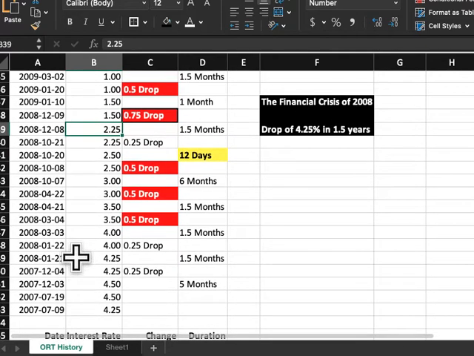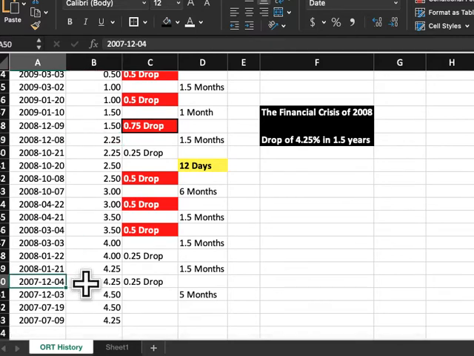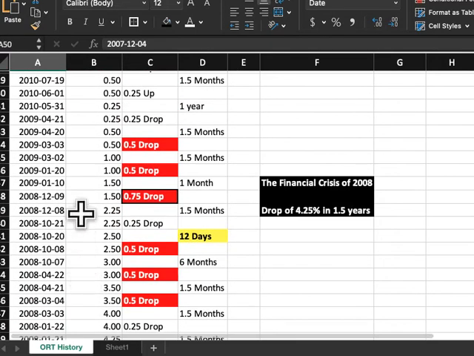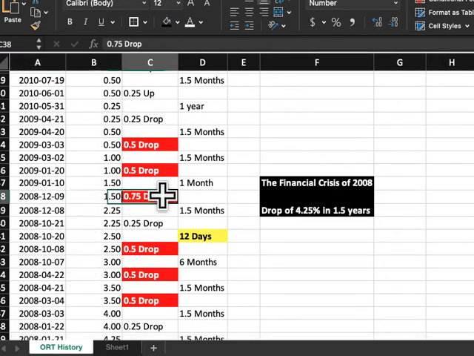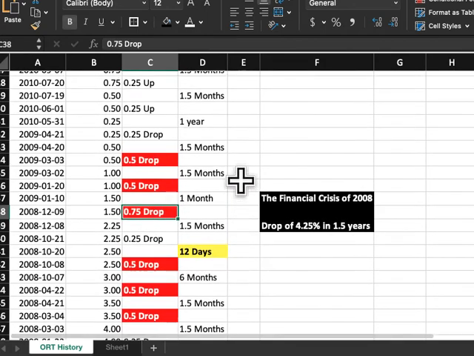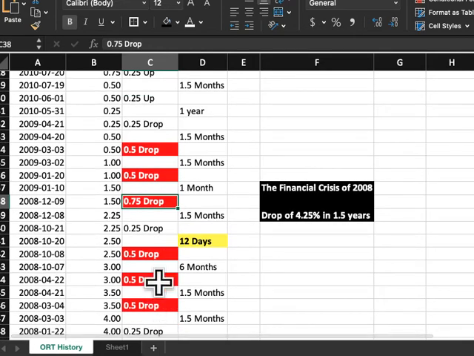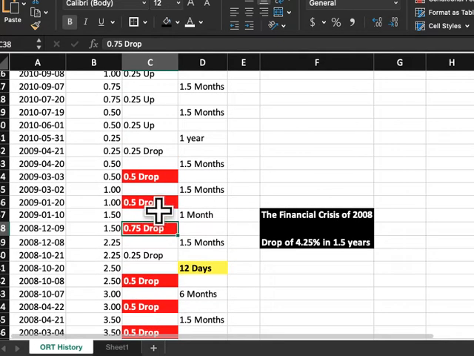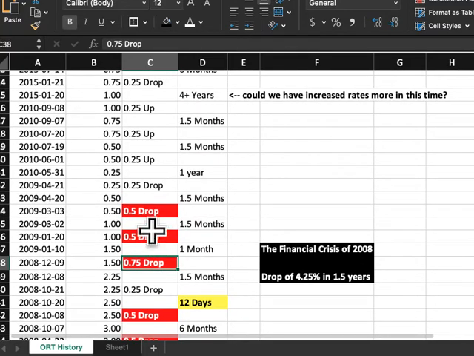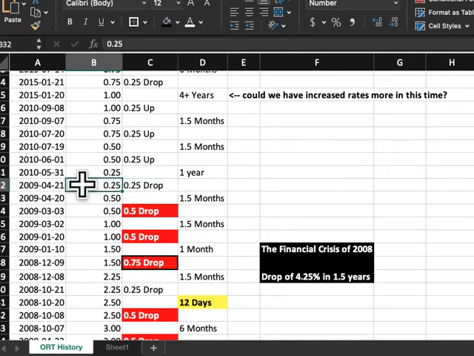So remember, we started at December 2007. Now we're at December 2008, and we're dropping 0.75%. Okay, we're looking at rapid acceleration of drops here. 0.5, 0.5, 0.25, 0.75, 0.5, 0.5, and we're dropping until we get down to April of 2009. Okay, and that dropped to 0.25%, which is coincidentally the same number we're at right now.